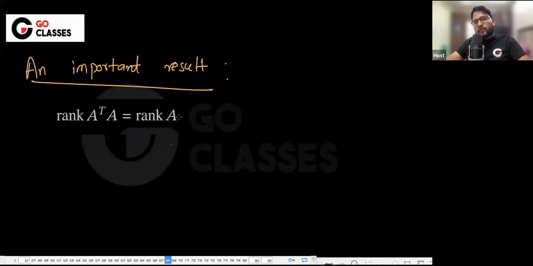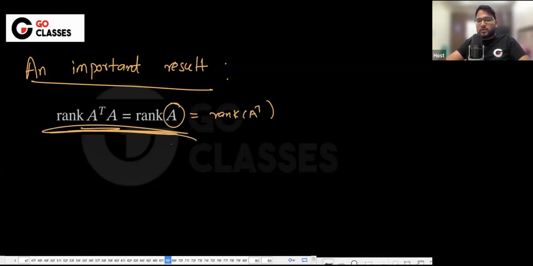Yeah, I mean, rank of A and rank of A transpose is also same, definitely. So you can actually replace A with A transpose in both of these equations, not just in one. It doesn't matter.